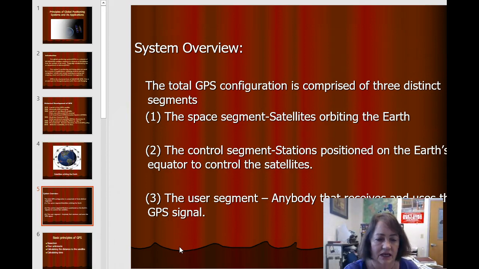the space segment, which are the satellites orbiting around the Earth; the control segment, which are the stations positioned on Earth's equator to control the satellites; and the user segment, and that would be whatever you're using, whether it's a Garmin or whether it's a Trimble survey quality GPS system.